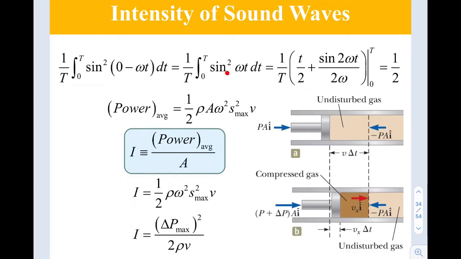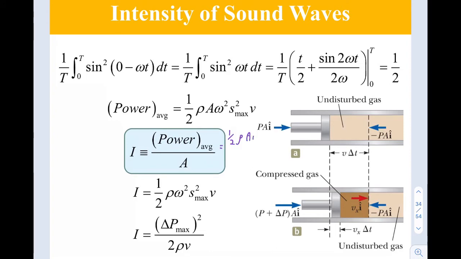This is a product of integration of sine squared omega t. If you substitute the limits here, you will get one half. So the power average is equal to half rho A omega squared S max squared V. We know that the intensity is defined as the power per unit area, the rate at which the energy transported by the wave transfers through a unit area perpendicular to the direction of travel of the wave. This is the meaning of this equation.